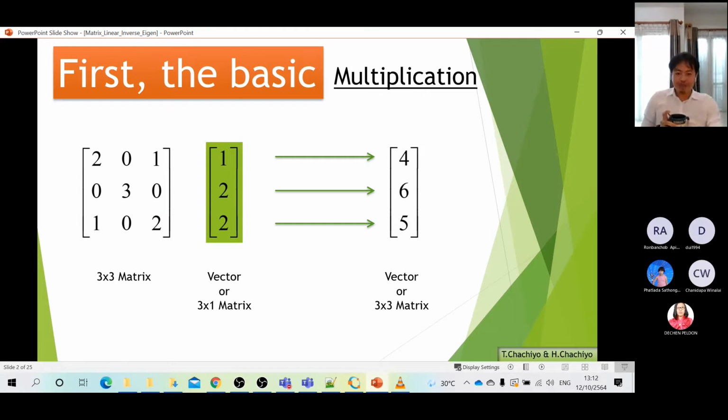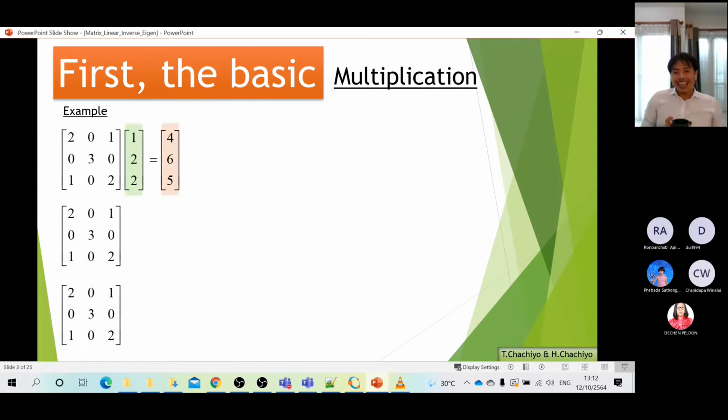Give me time to sip my coffee. So let's see an example. Suppose I have the same matrix, but I have 3 different vectors. In the first example I have this 1, 2, 2, and I multiply them and I get 4, 6, 5 as a result.